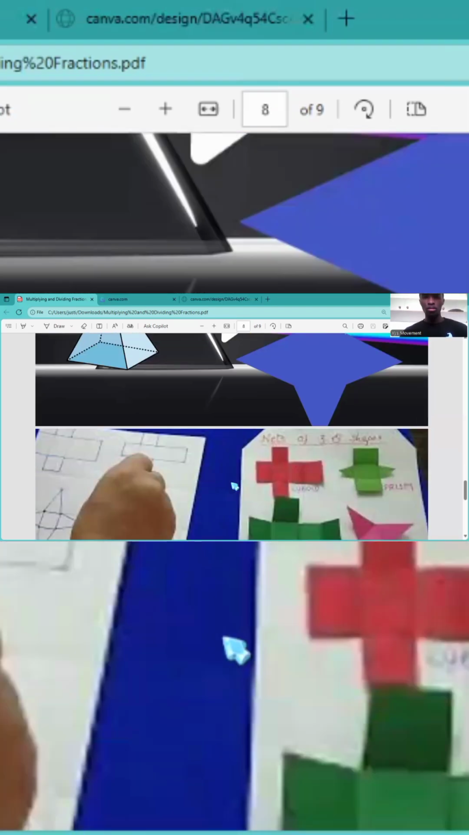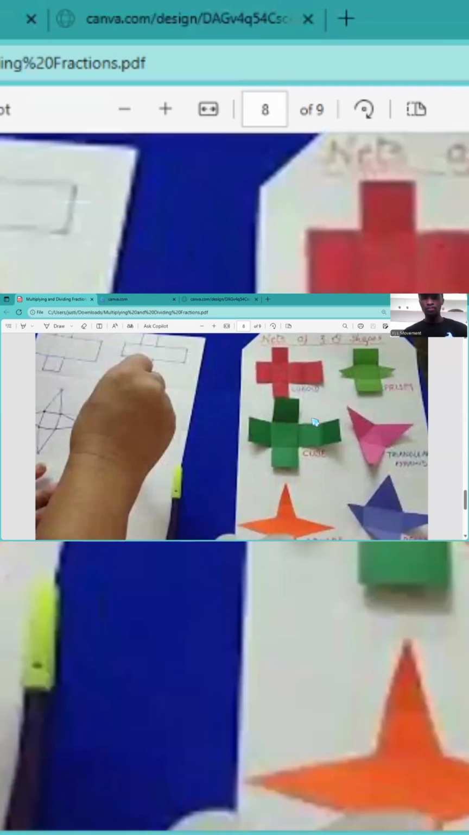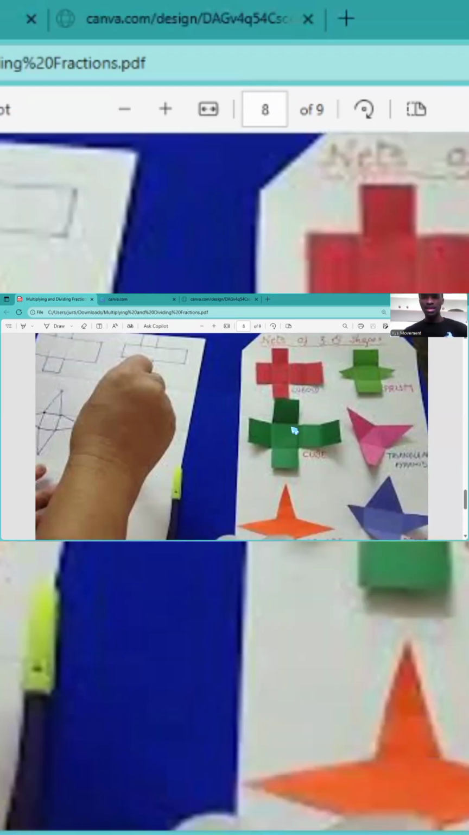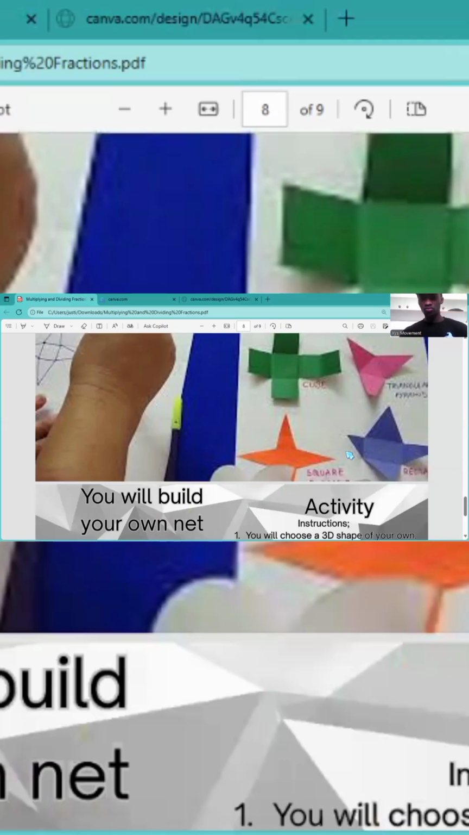So now, these are some examples of shapes, or the nets that you use, so that you can construct these shapes. As you can see, this one is for a cube, this one is for a triangular prism, this one is for a rectangle or a cube also. This one is for a pyramid also, or this one is for a triangular prism.